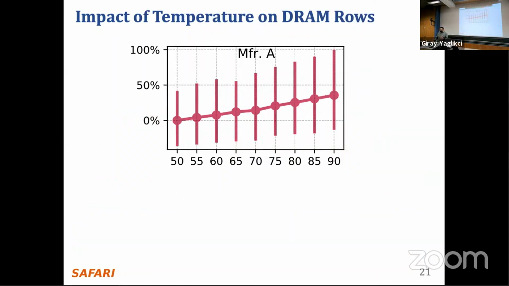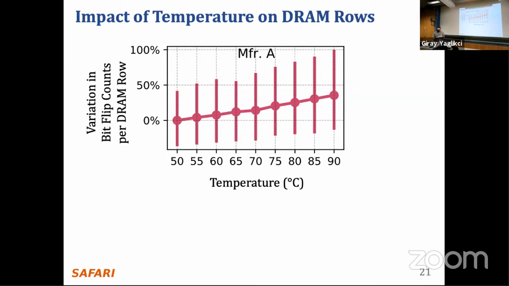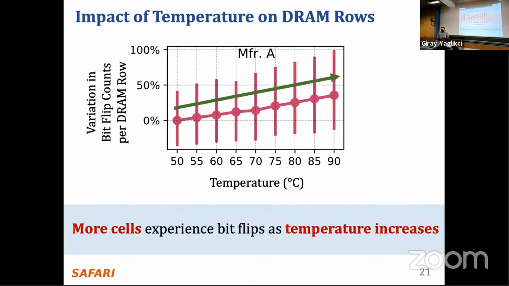Next, we study the impact of temperature on DRAM rows. This figure shows how the number of bit flips in the victim row changes as temperature increases. On the x-axis, we see the temperature values. And on the y-axis, we see the variation in bit flip counts normalized to the mean value at 50 degrees Celsius. So this is actually showing the delta in bit flip count. And we observe that more cells experience a bit flip with an increase in temperature. So the general trend here is that as we warm up the chip, it becomes more vulnerable to RowHammer.